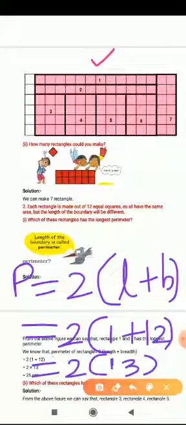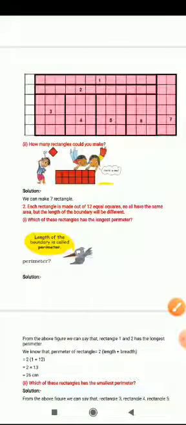Now whenever there is this bracket, it means you have to multiply. So over here 2 multiplied by 13. Whenever you multiply 13 by 2, you will get 26. So your answer is 26 centimeter. The perimeter of the first rectangle is 26 centimeter. Now let's move forward.